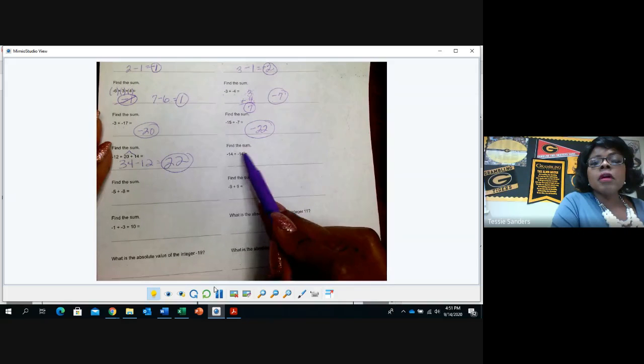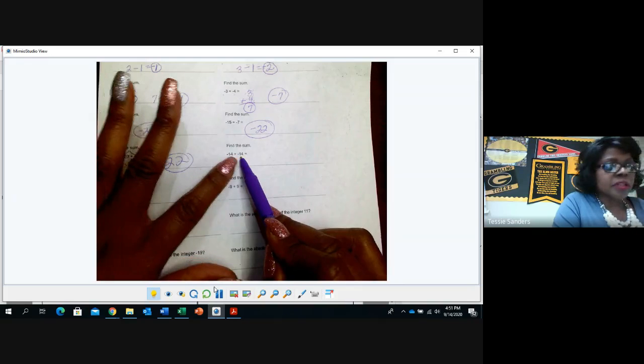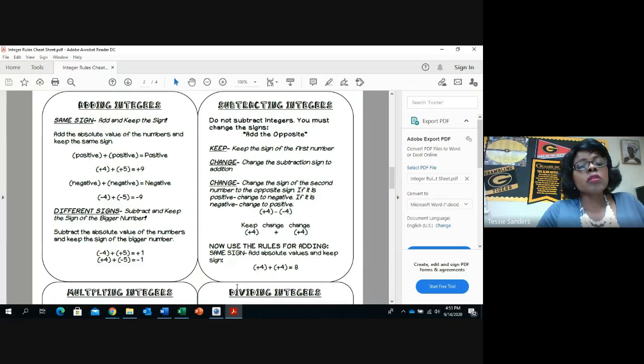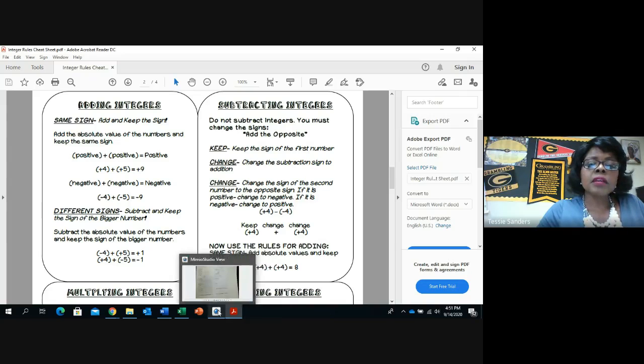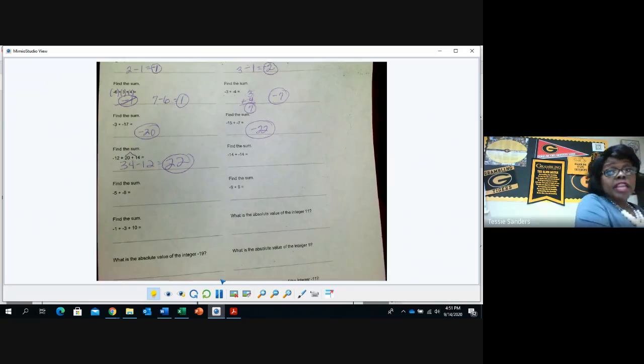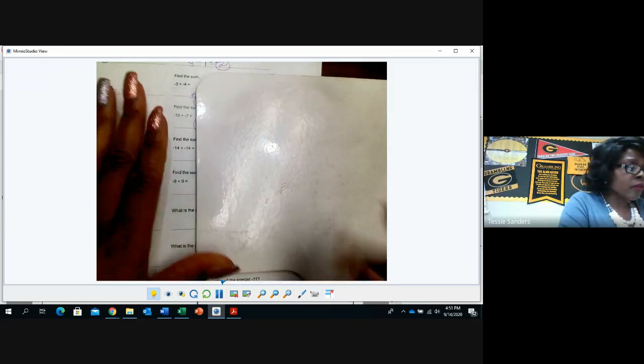Now find the sum. We have negative 14 plus negative 14. A negative plus a negative is a what? Let's look at the cheat sheet. Be a good reader. Good readers always go back and read. So a positive plus a positive is a positive. A negative plus a negative is a negative. So we have negative 14 plus negative 14. So let's rewrite the problem in the way that we are used to seeing the problem. No harm in doing that at all. You want to get the right answer.